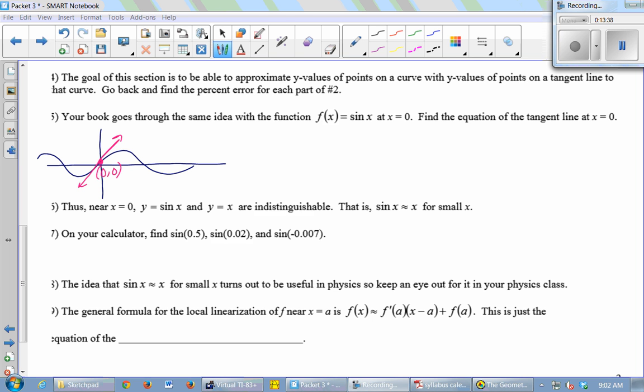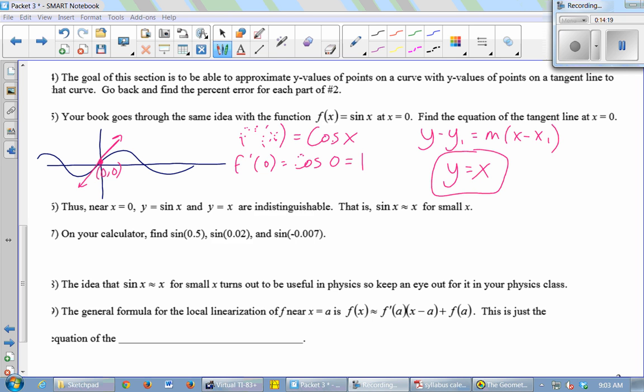And then the slope of that line I get by taking the derivative and plugging in 0. So f prime of x is cosine x, and f prime of 0 then is the cosine of 0, which is 1. So then, just for the heck of it, out of habit, I write down the point slope formula, but then I'm going to put in a 0 for y1 and for x1, because the point I'm using is 0, 0, and a 1 for m, so I end up with y equals x, is the equation of this tangent line.